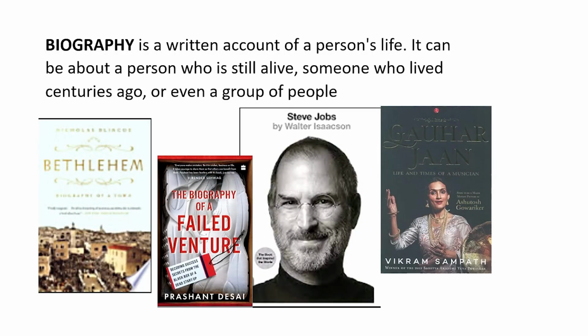Next, we look at biography, which is a written account of a person's life. It can be about a person who is still alive or someone who lived centuries ago. Or it could be even about a group of people or a place. Here we have, for instance, a book on Bethlehem, and then we have a biography of a failed venture. So talking about a venture itself, which could be a kind of business venture, or it could be about some kind of cooperative undertaking.